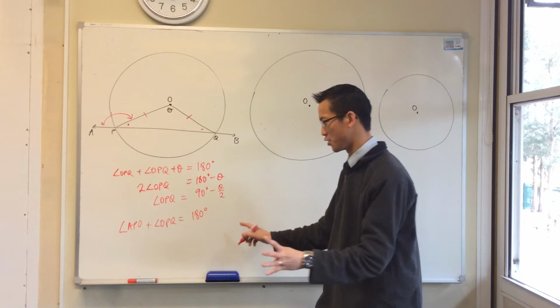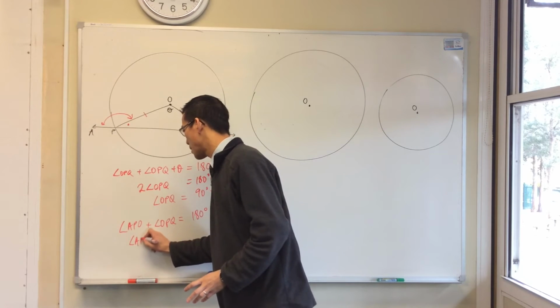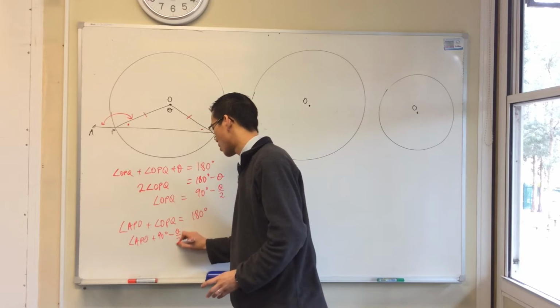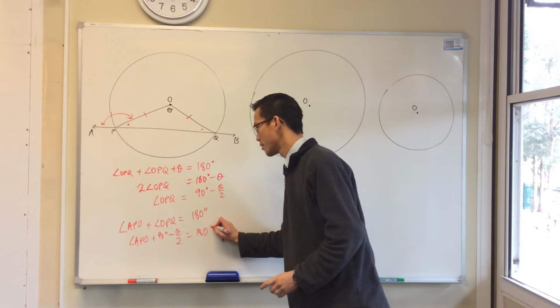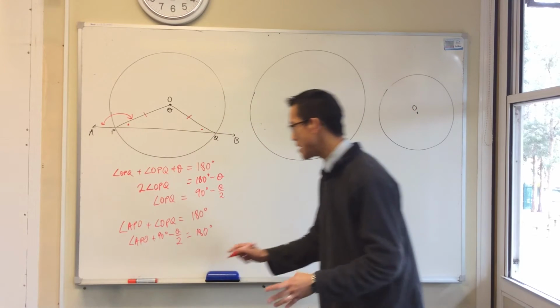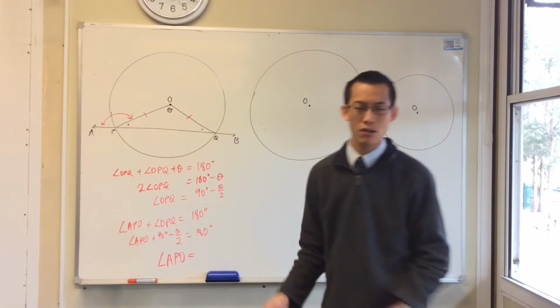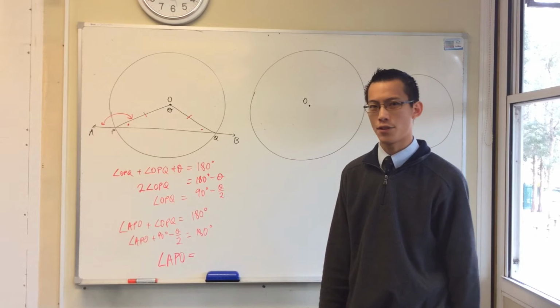Now let's just tidy this up. APO plus 90 minus theta on 2, half theta. And if I make APO the subject, what do I get over here on the right-hand side?